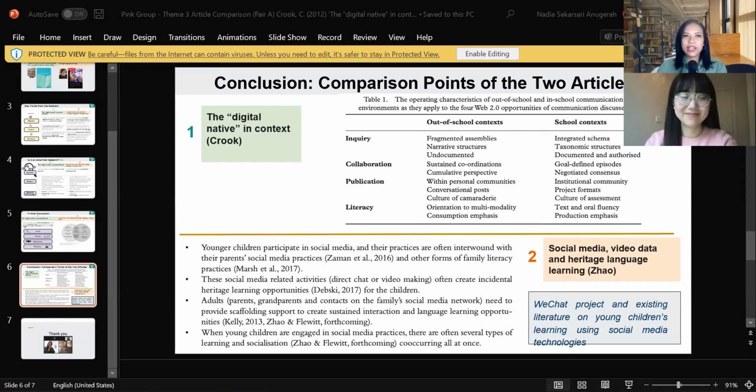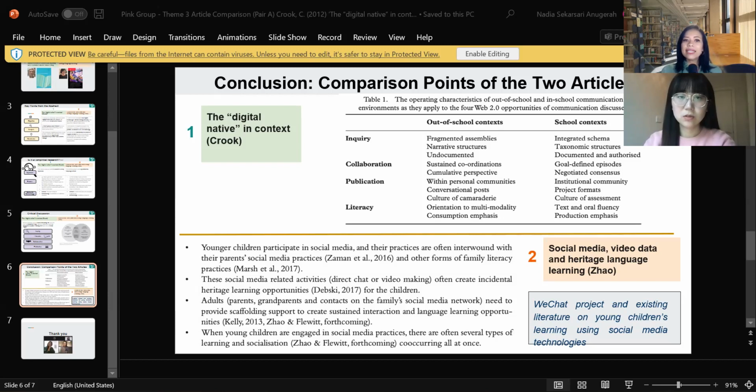So our group made a conclusion for the Digital Native in Context article by Crook. We concluded that young people, in terms of these 4 types of communication, have a different perspective compared with the in-school perspective. In terms of inquiry, the students understand that inquiry is multimodal and driven by keyword searching strategies. The result of this inquiry is personal or recreational, so it's for fun for them. But when it comes to school, there is a certain expectation, and the inquiry needs to be schematic or constructed in a neat way.